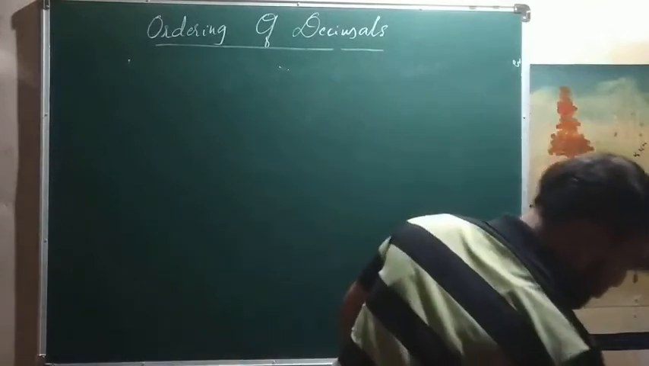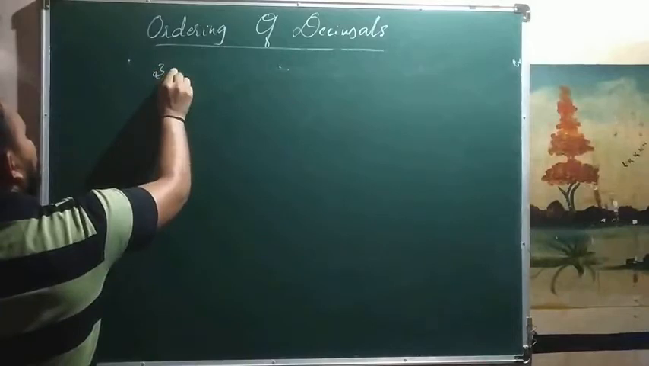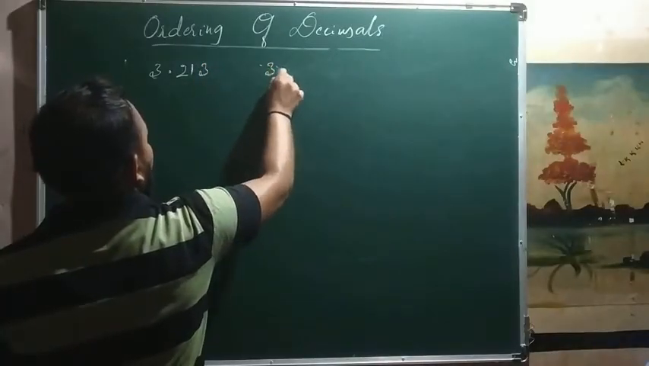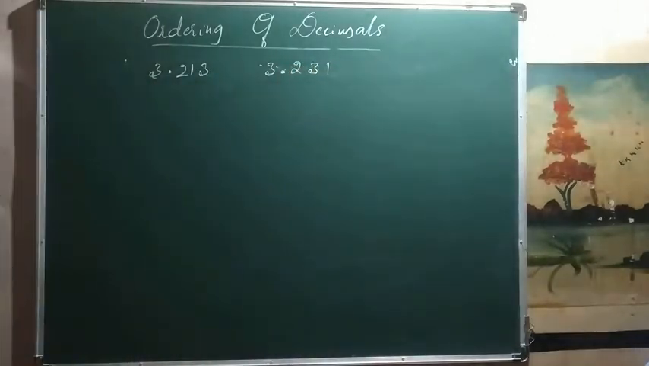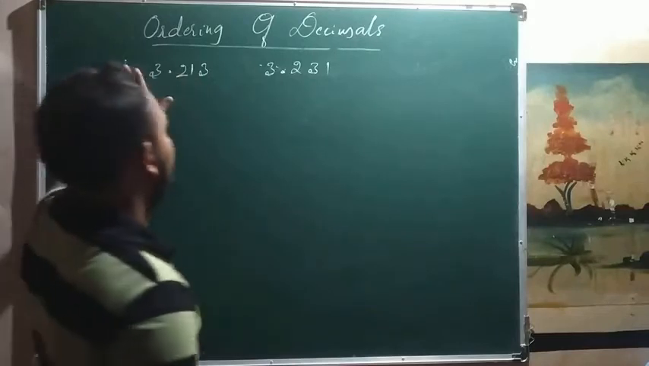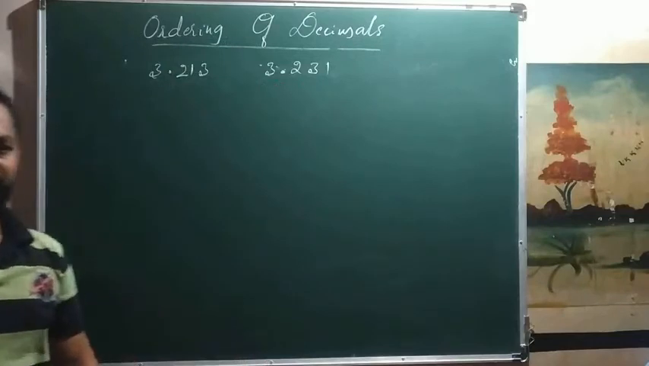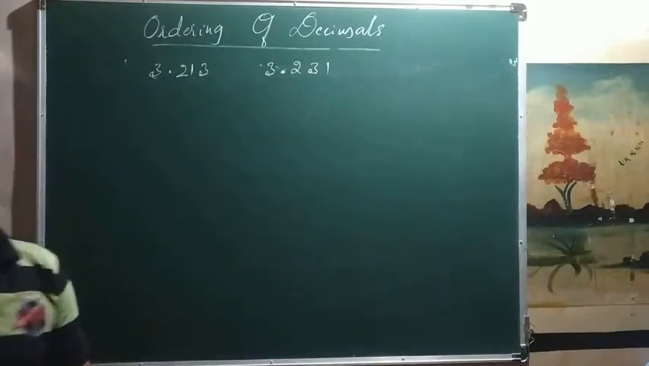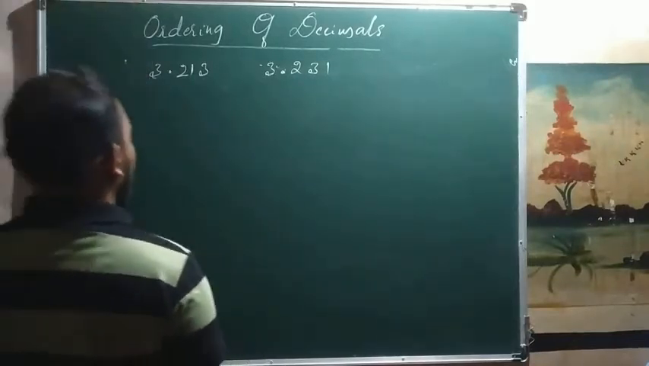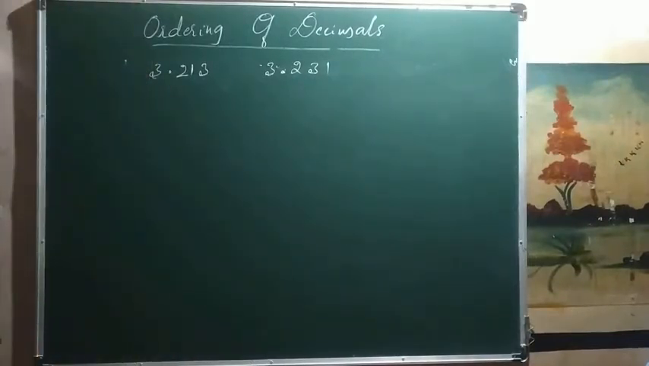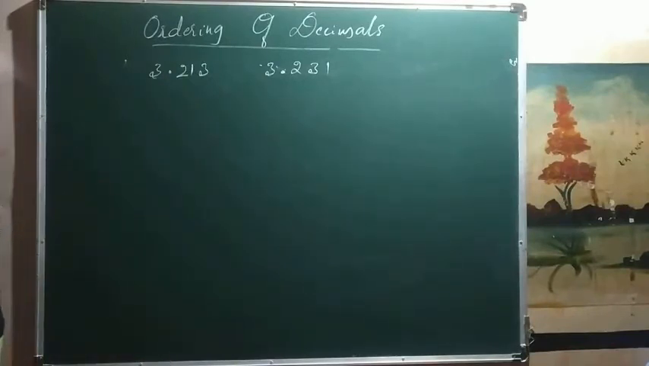Here take one number, 3.2213 and 3.231321. Here these two numbers are decimal numbers. Then which is the greater decimal number? Which one is the greater decimal number? The comparison between the two decimal numbers here.